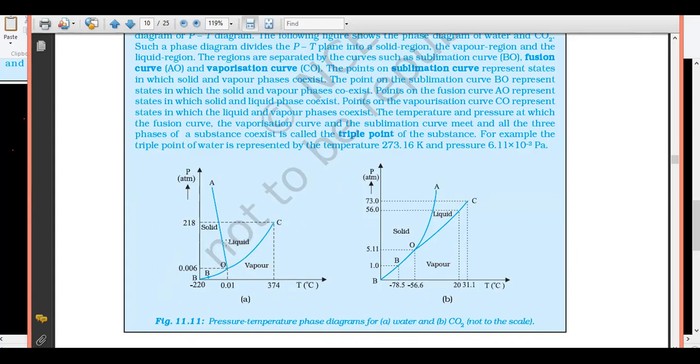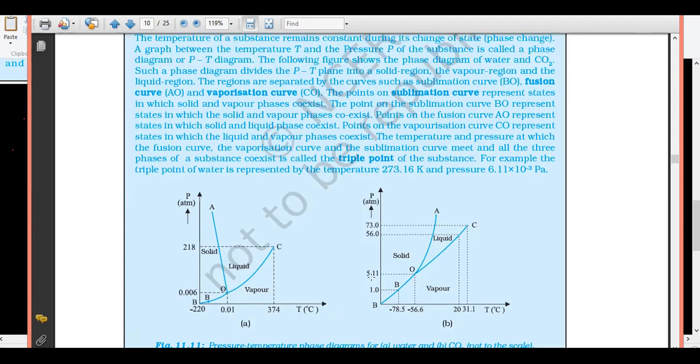Similarly, this line is your melting curve, which means solid to liquid. And this will be solid to vapor, which means it will be sublimation. Liquid to vapor, this will be boiling. Okay, so this is given for water, and this is for carbon dioxide.